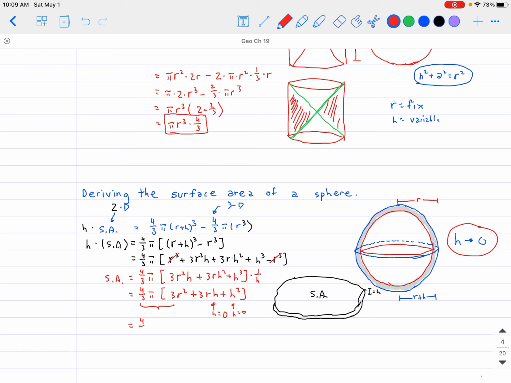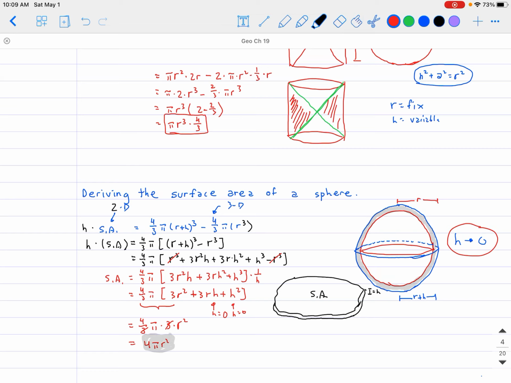So the surface area is going to be 4/3 multiplied by pi, multiplied by 3, multiplied by r squared. So the 3's can cancel out. So it's 4 pi r squared. And that right there would be the surface area of a sphere.